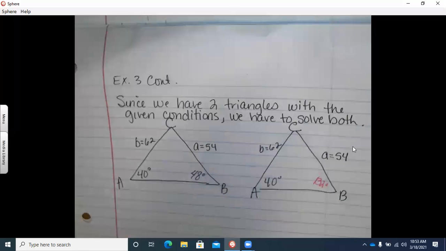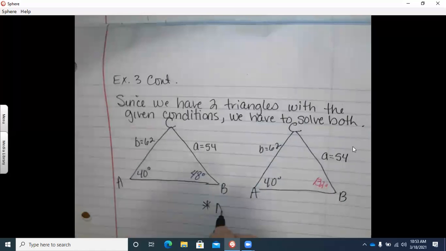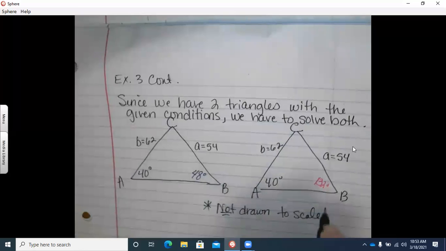Obviously, these triangles will look different. One is obtuse because of the 132-degree angle. The other is not, right? Again, not drawn to scale. If you're going to get confused, make a little note: not drawn to scale. Now, do we have enough information that we can solve both of them? Yeah. Are we all going to do it the same way? No. We're going to have to use law of sines, though, right? Because neither of them are right triangles.